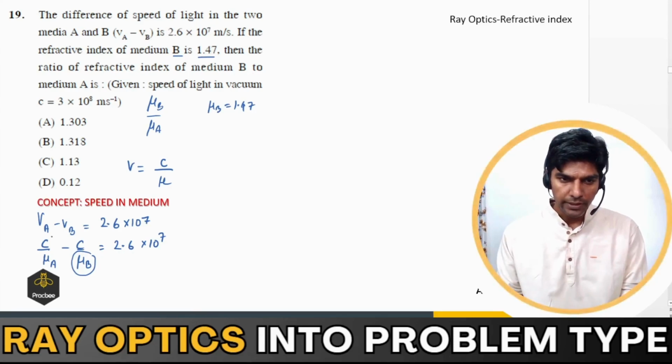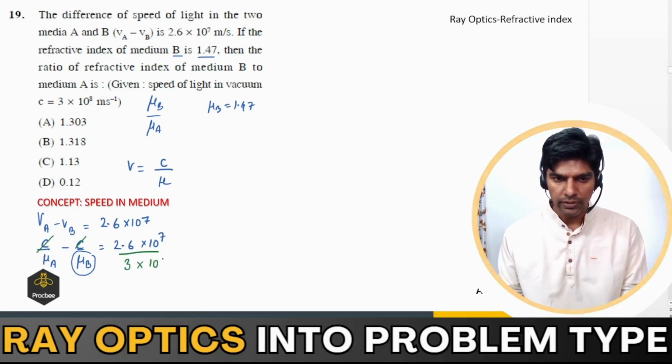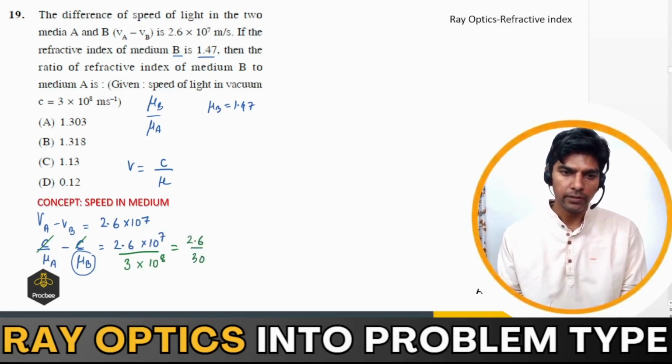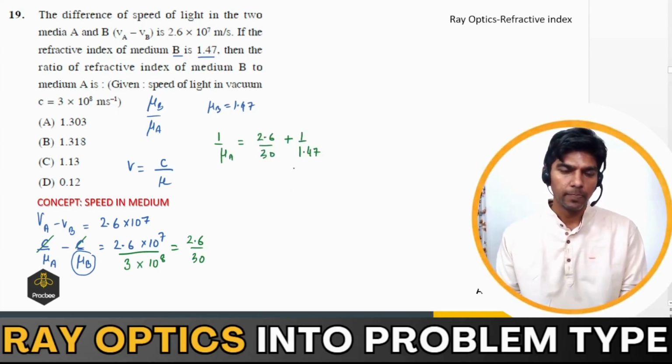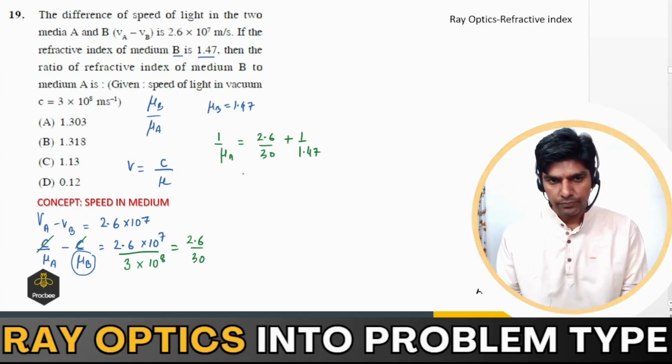From this, I can just remove this C. Let us take this C on the other side, so it will be 3 into 10 raised to power 8, which comes out to be 2.6 divided by 30, right? And so 1 by mu A comes out to be 2.6 divided by 30 plus 1 by mu B, which is 1.47. And we have to find the ratio.